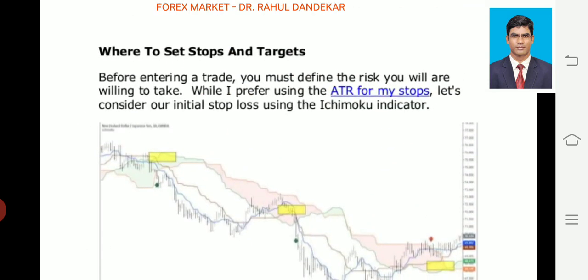Where to set stops and target. Before entering a trade, you must define the risk you are willing to take. While I prefer using the ATR for my stops, let's consider our initial stop loss using the Ichimoku chart indicator.